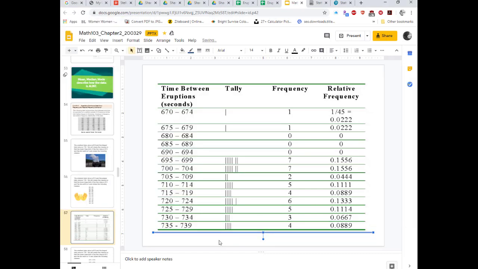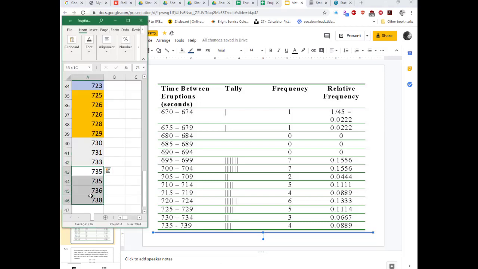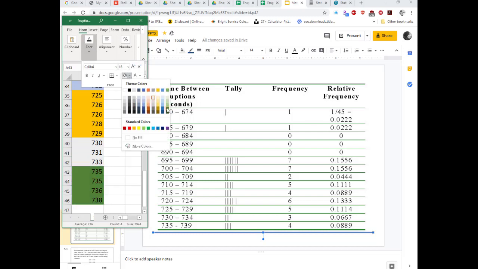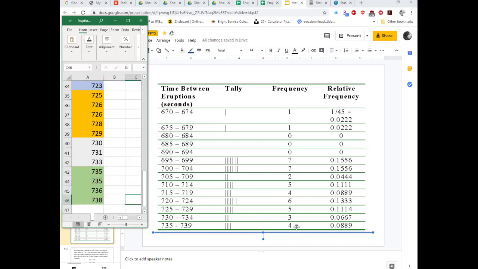The last one is 735 to 739. Bring this over. That is 4. I'm going to go ahead and put this one in this yucky green color. Okay, so 4 divided by 45 is the same number as it was here.